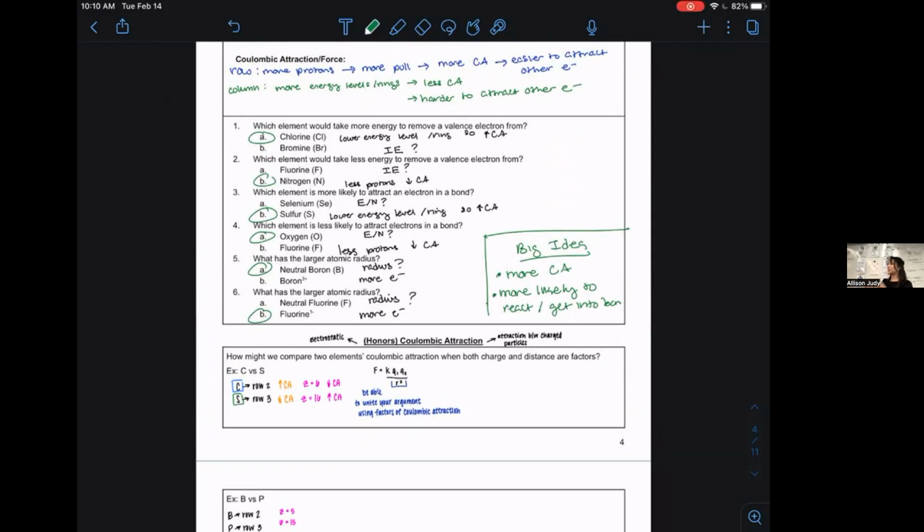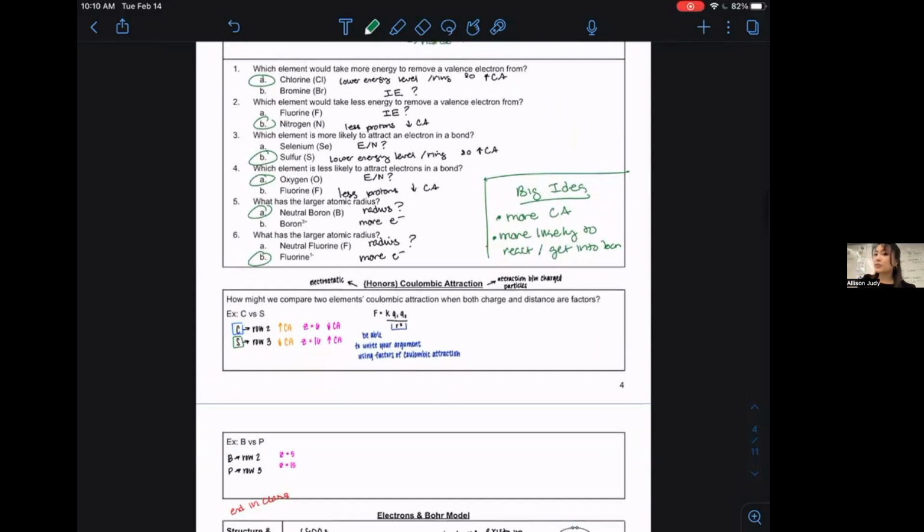And I think before the test, it might help you to have that heard exactly said. More Coulombic attraction means smaller radius, more electronegativity, more ionization energy, more likely to even just get interaction with another atom, which is always the start of a bond, of some type of engagement.